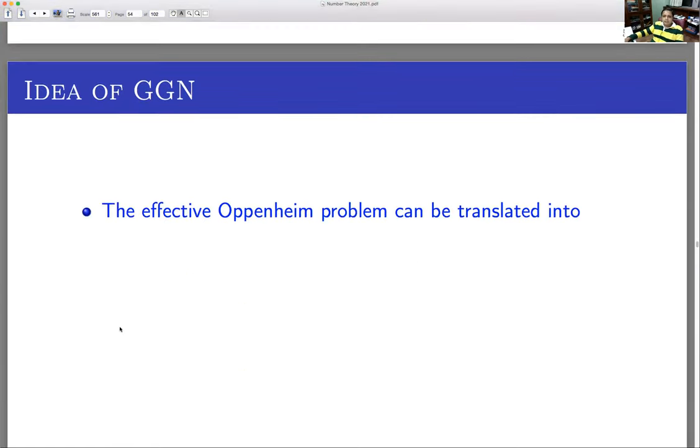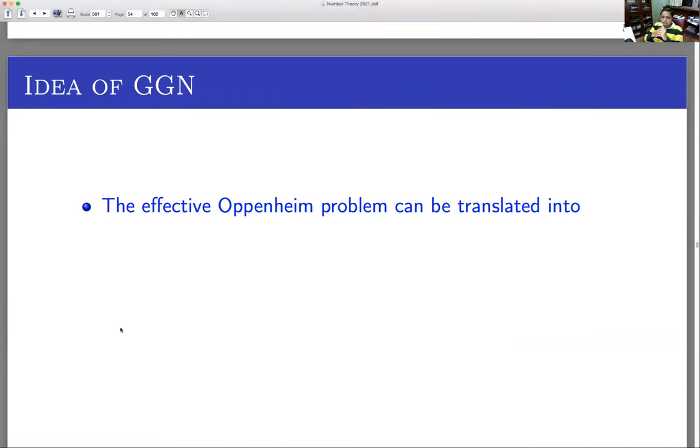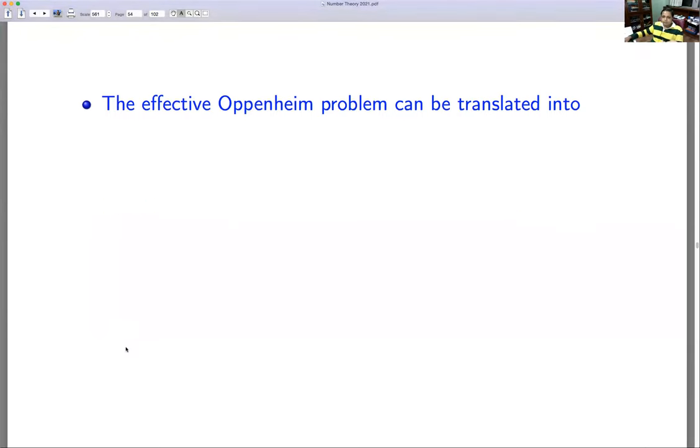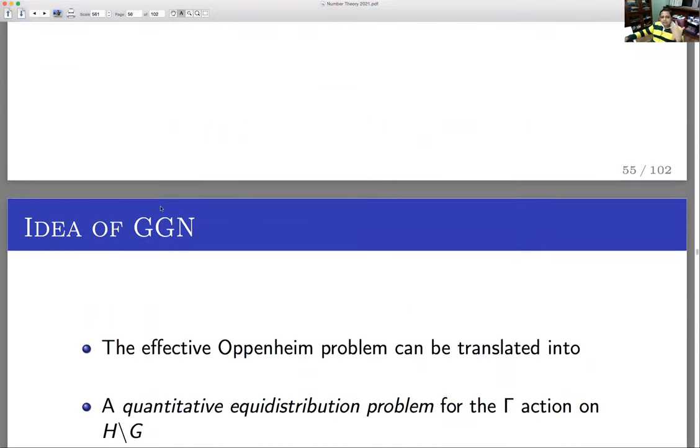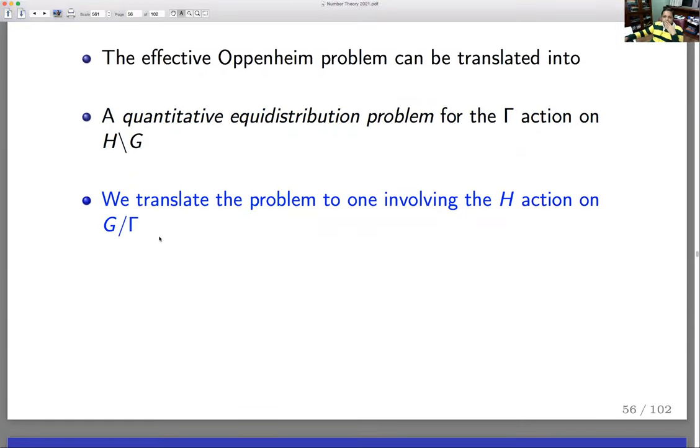As we saw, the Oppenheim problem could be translated into a problem about the stabilizer of the quadratic form acting on the space of lattices. This is the same idea here, but somehow a different facet of the stabilizer is being used. As we saw, the Oppenheim problem can be translated into a problem about the gamma action on the quotient G mod H. Similarly, the effective Oppenheim problem translates to a quantitative equidistribution problem. One then turns this quantitative equidistribution problem around by using something called a duality principle, which is an old and very fundamental principle in dynamics. So you turn the problem around from looking at the gamma action on G mod H to the H action on G mod gamma.